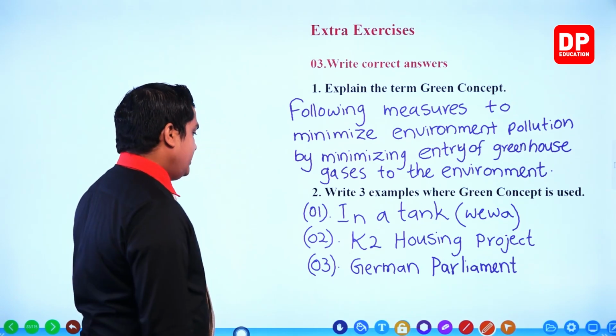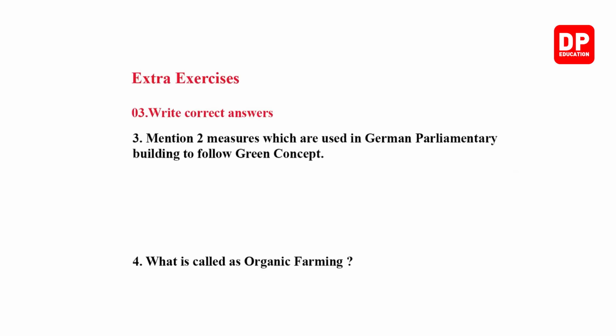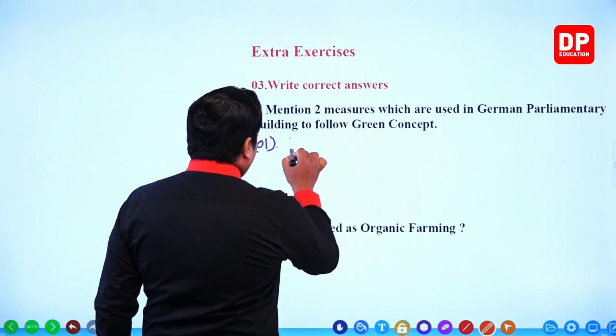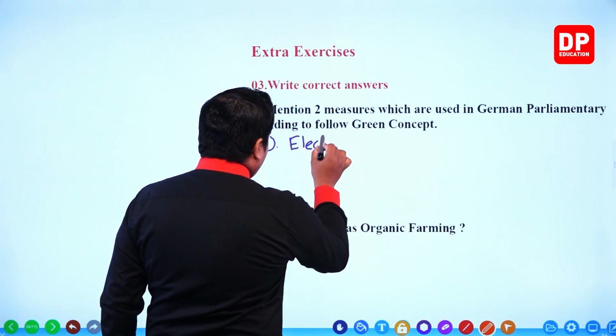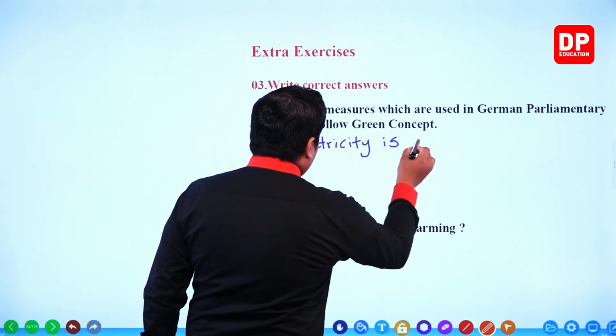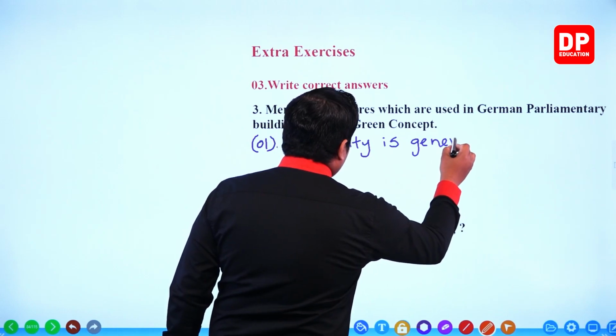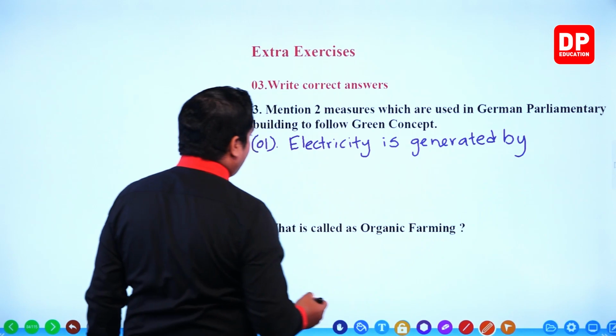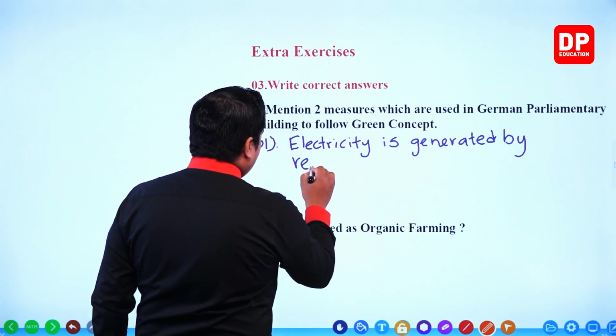Okay. Then the next one. Mention 2 measures which are used in German Parliament building to follow green concept. So German parliamentary building. What are the 2 measures? Number 1, electricity is generated by renewable energy.